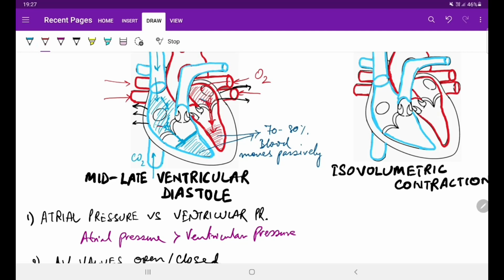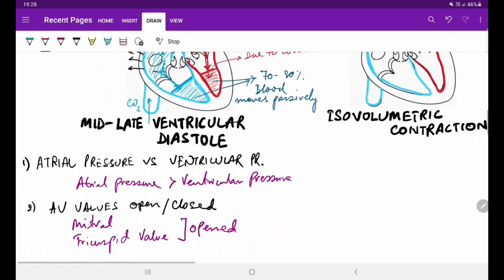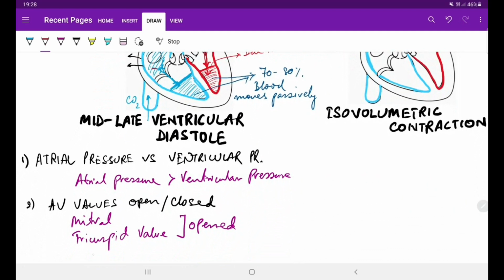And what do we call the term for contraction? We call it systole. So, in mid-late ventricular diastole, ventricles also expand because of the filling of the blood. Atria passively lets the blood flow into the ventricles, and the final contraction lets the blood come down to fill the ventricles completely.